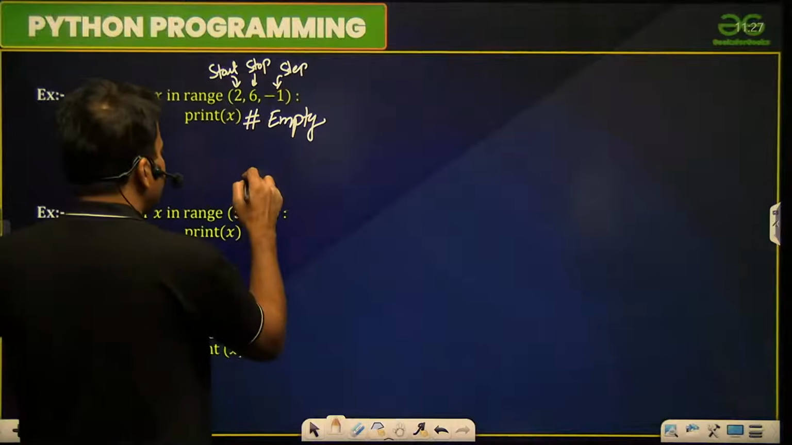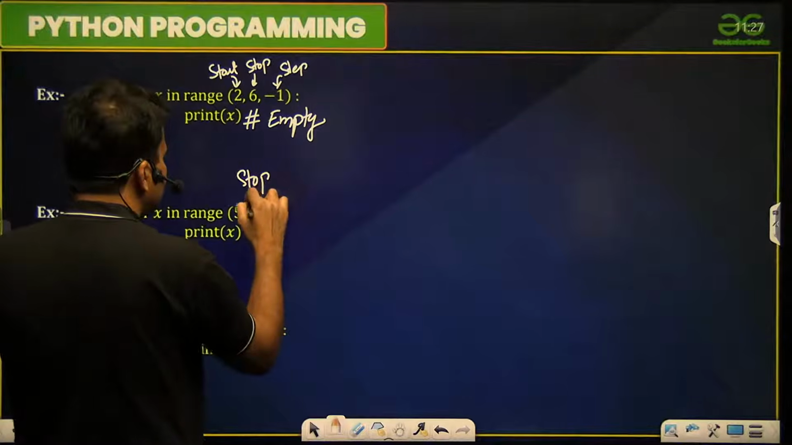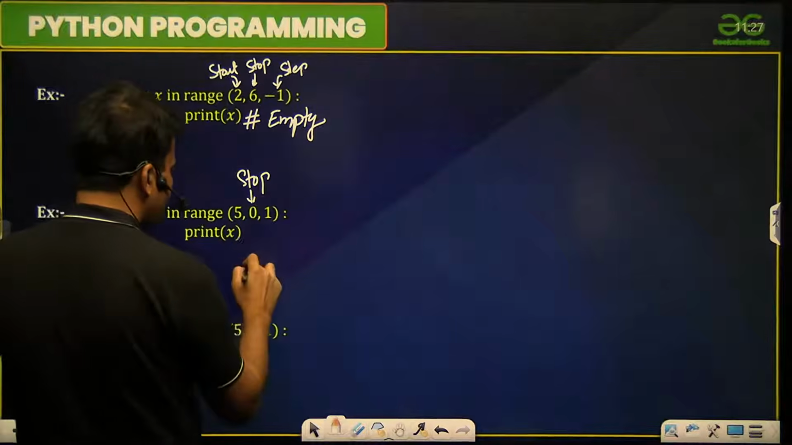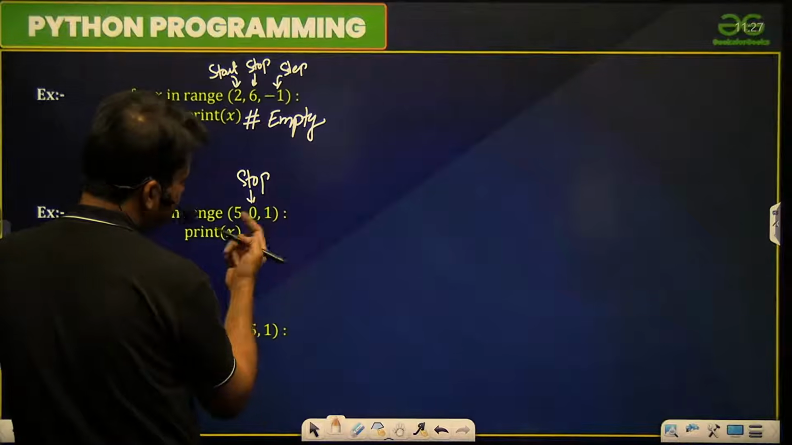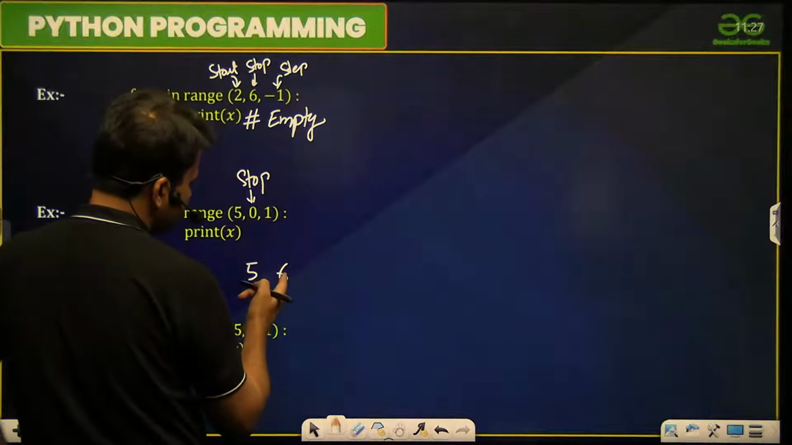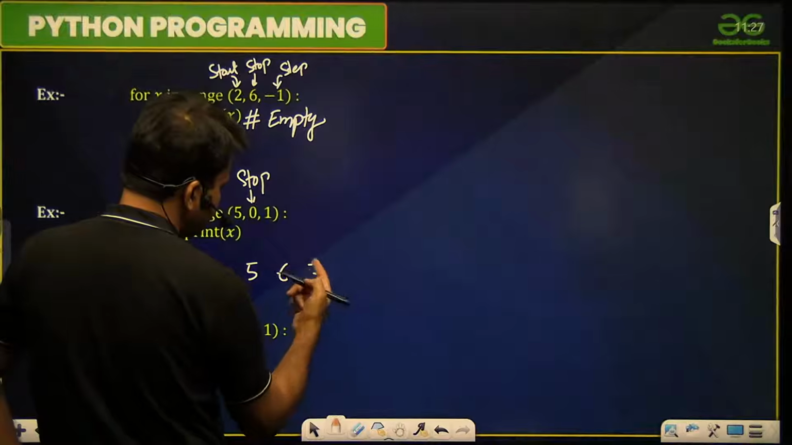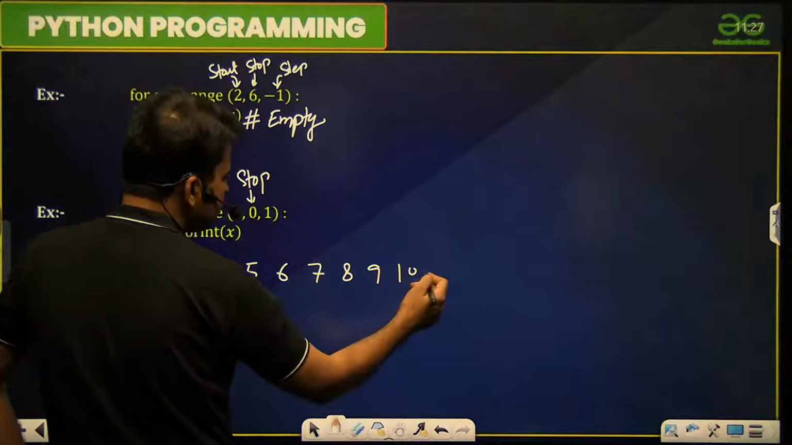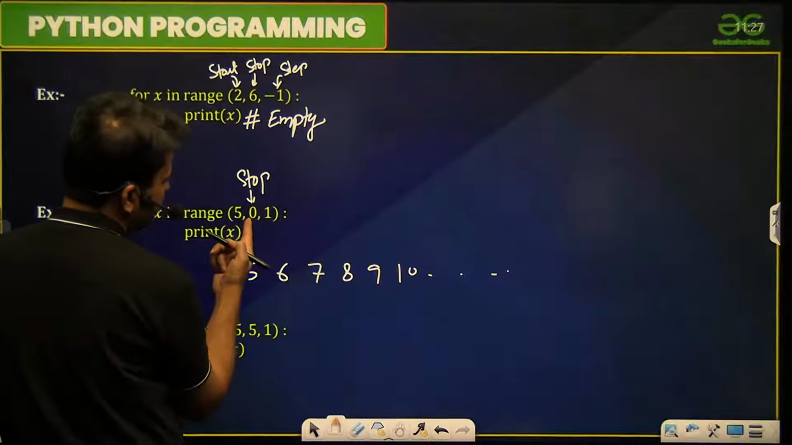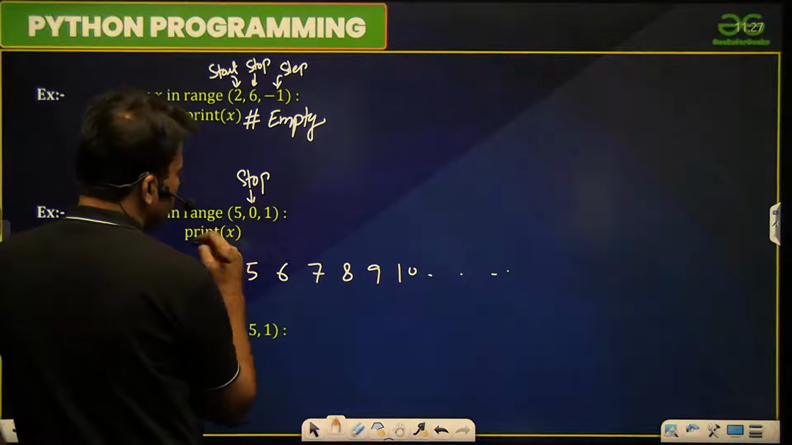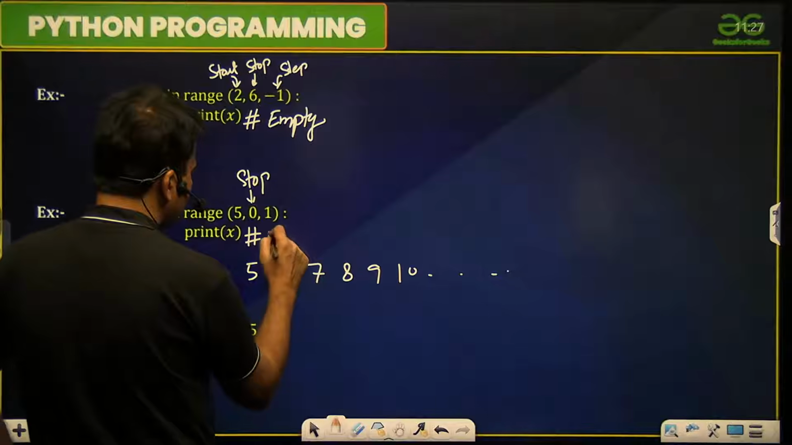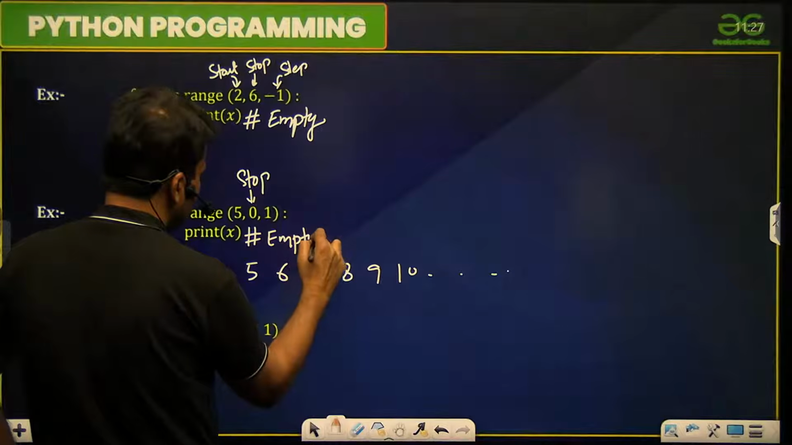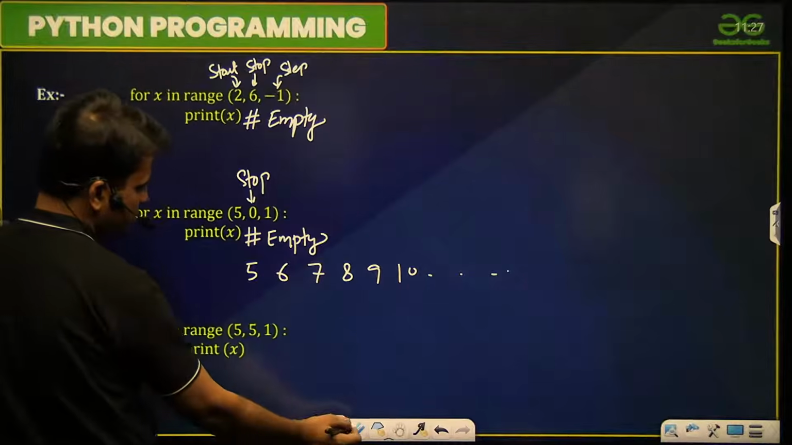Here the stop is 0. If you start from 5 and the step size is 1, next is 6, then 7, 8, 9, 10. You never reach 0. This is the stop. So again, this generates empty. Understood?